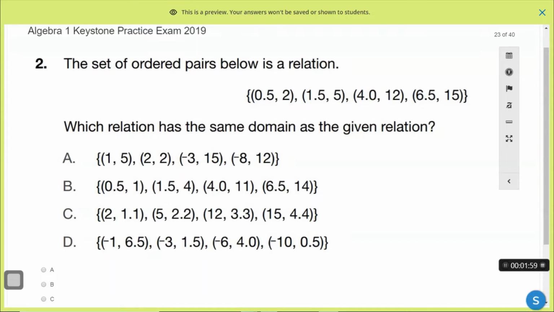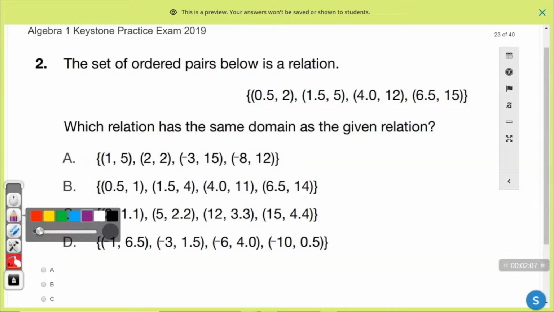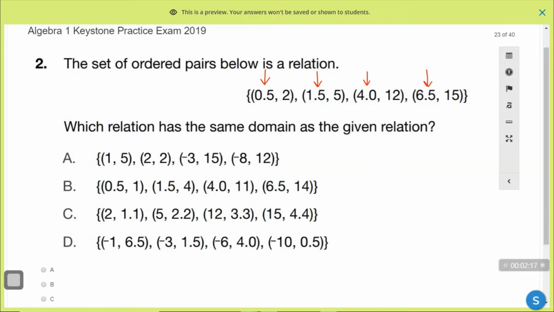Question number 2. The set of ordered pairs below is a relation. Which relation has the same domain as the given relation? Well, first off, let's identify what our domain is. Our domain is our set of all possible x values, the first number in each pair. So I've got 0.5, 1.5, 4.0, and 6.5. If I were to list my domain, I would list it from least to greatest: 0.5, 1.5, 4.0, and 6.5. All right, so I want those 4 x values found down below.